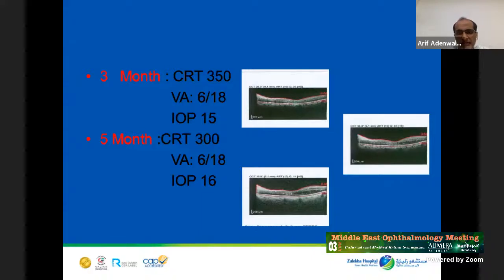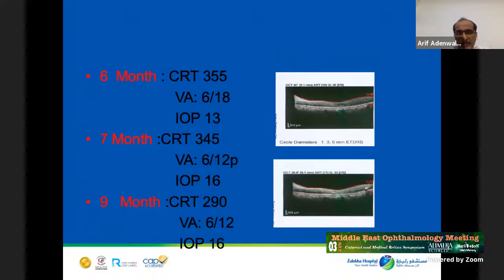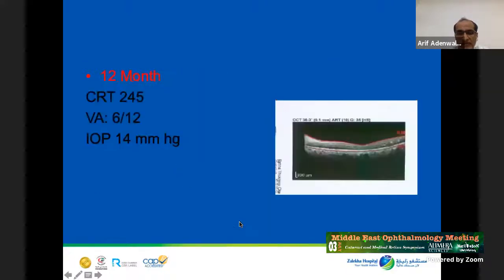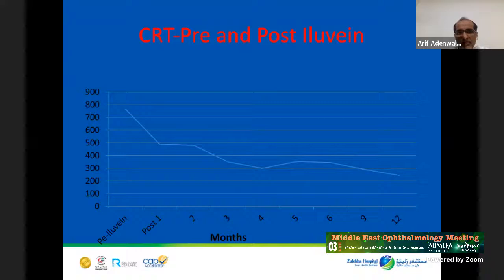We don't need any extra injections. So at the 5th month the thickness was 300. Then even at the 9th month, you can see the thickness has gone down to 290. Vision was 6/12. And the final checkup, which was done last month, this month in June, the central retinal thickness was 285, macula was stable, and vision was 6/12. So he didn't need any injections, no anti-VEGF in between, and patient was comfortable. So you see the thickness, the pre-Iluvien about 700 plus, went down gradually to around 250 or so in 12 months, and it was stable.